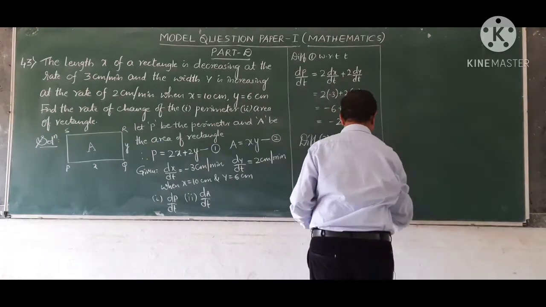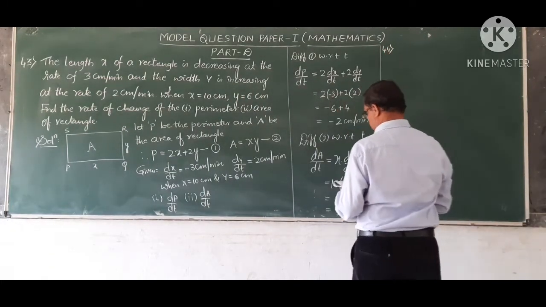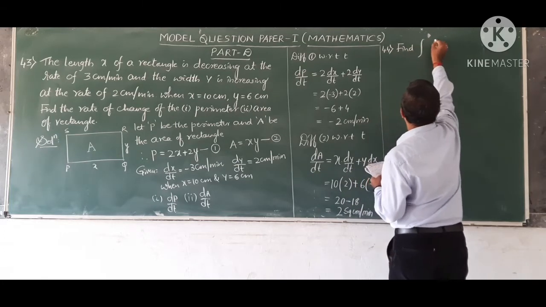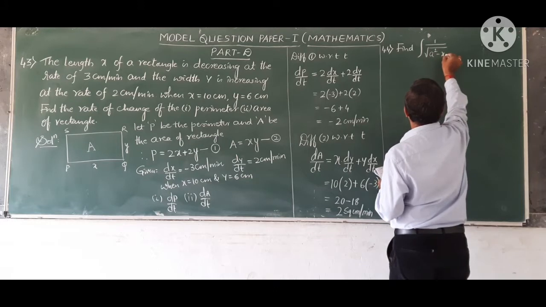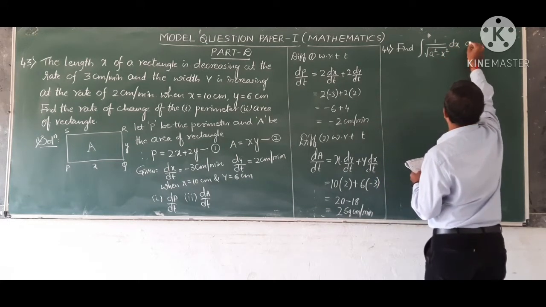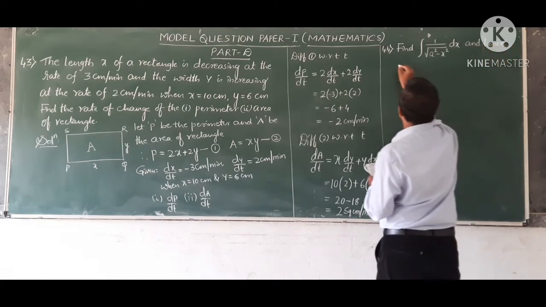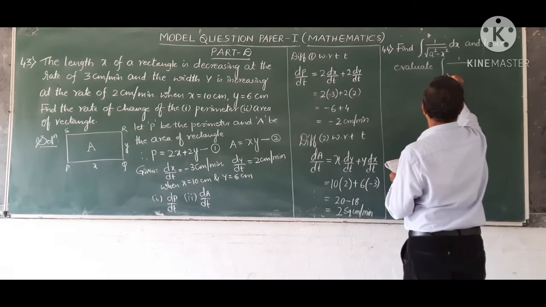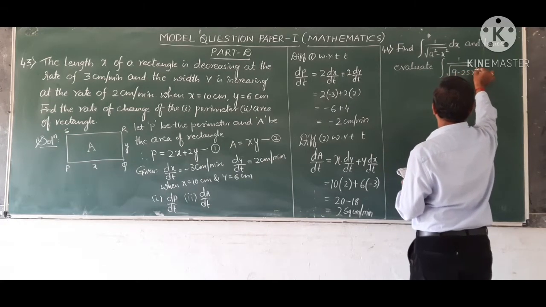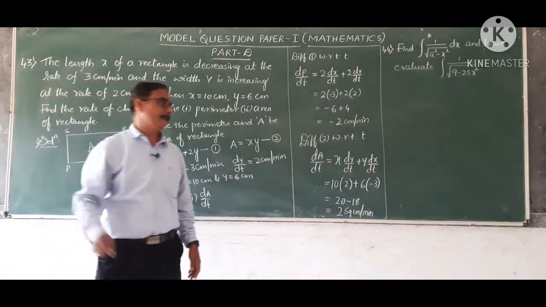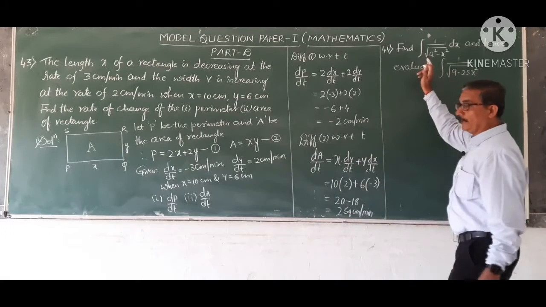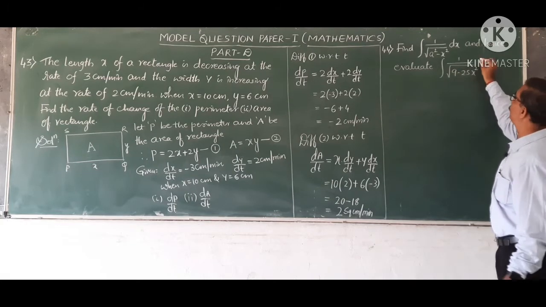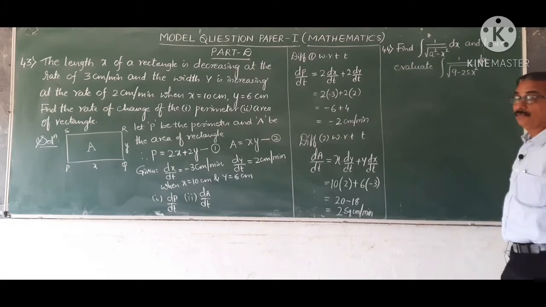Now the 44th problem, based on integrals. Find the integral of 1 divided by under root of a square minus x square with respect to x, and hence evaluate the integral of 1 divided by under root of 9 minus 25 x square.